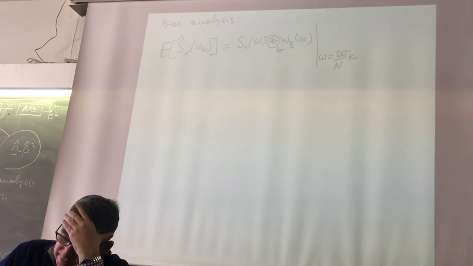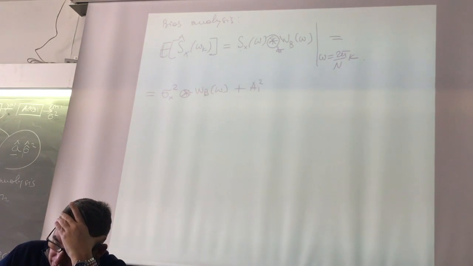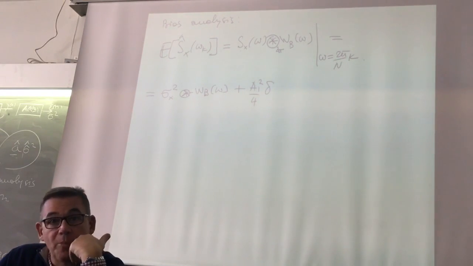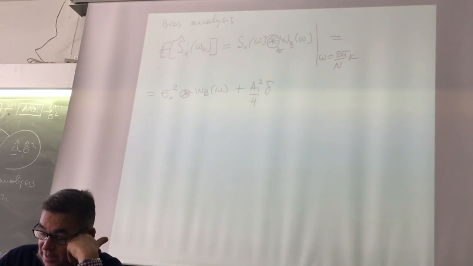Now, what is Sx? Writing it out, it is sigma squared convolved with W_B of omega, plus A1 squared divided by 4 times delta of omega plus minus omega 1.